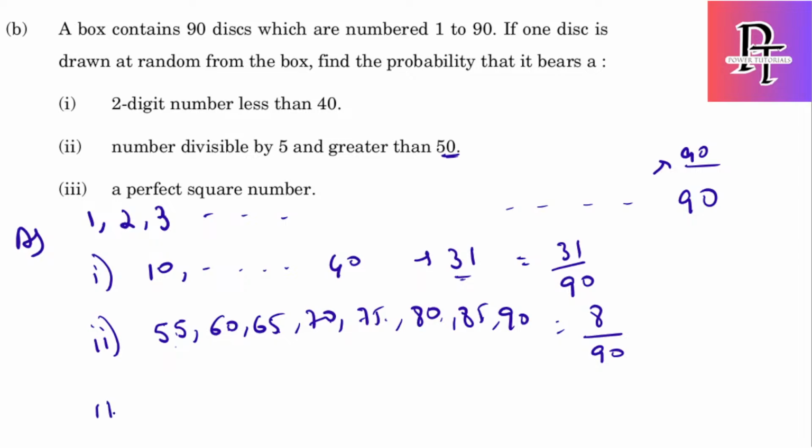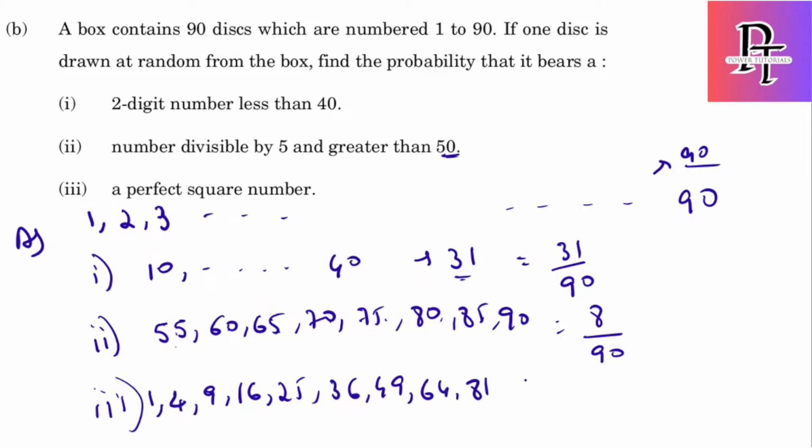Let's see the third one. Perfect square number. Okay, so let's write all the square numbers: 1 square is 1, 2 square is 4, 3 square 9, 4 square 16, 5 square 25, 6 square 36, 49, 64, 81, and that will be 900. 100 is not there because I clearly mentioned it is till 90. So simply it will be till 9 squares, so the answer will be 9 by 90.